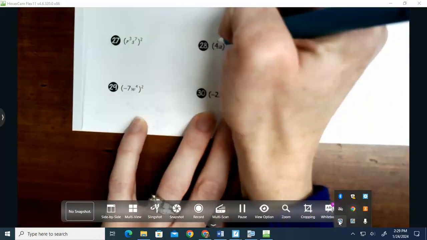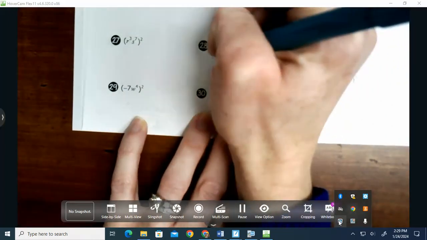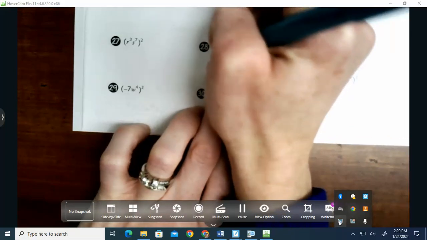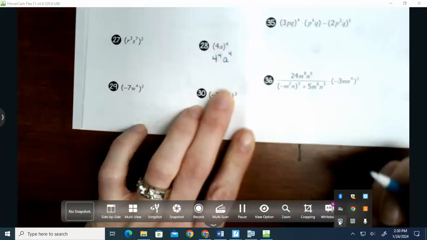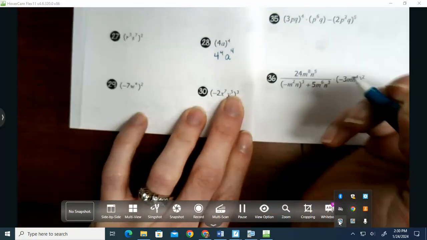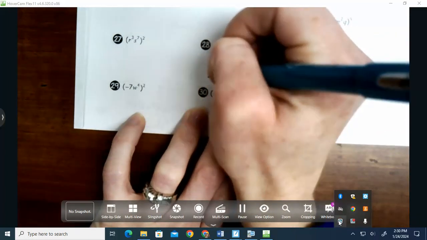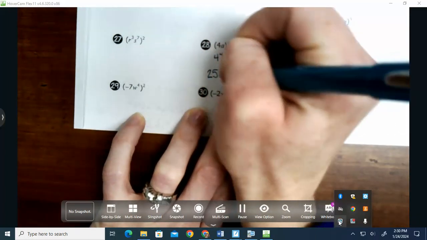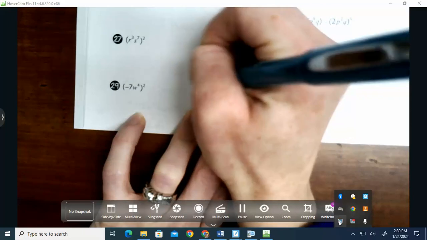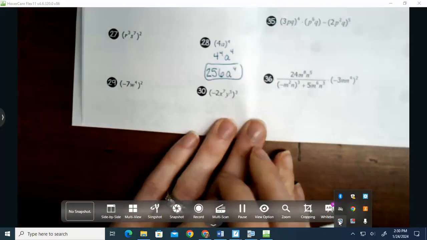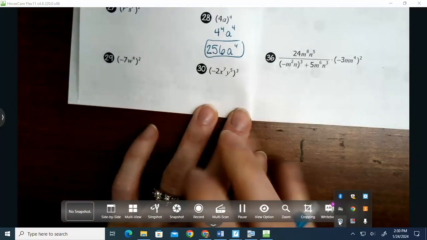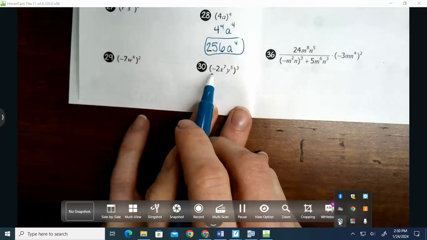Okay, we're taking the exponents to the 4th. So it's like 4 to the 4th and a to the 4th. What is 4 to the 4th power? Yeah, it's not 4 times 4, but 4 to the 4th. So that's 256 a to the 4th. So those exponents have to hit everything. So like number 30.